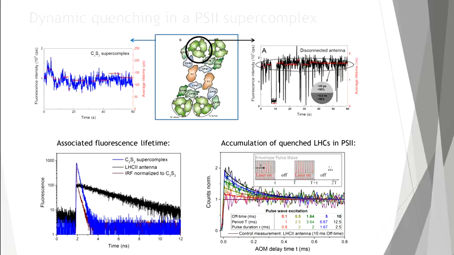And then the second I want to show you is now dynamic quenching in photosystem 2. Again, on the top right, you see what's happening in an isolated antenna, this blinking. This is really the fluorescence intensity that's turned on and off. But if you look at the whole photosystem 2 on the left, you also see some kind of remaining kinetics like this, so it's still going up and down. But if you look at the lifetime on the bottom left, you see that the blue one is much shorter than the black one, so it's quenched.